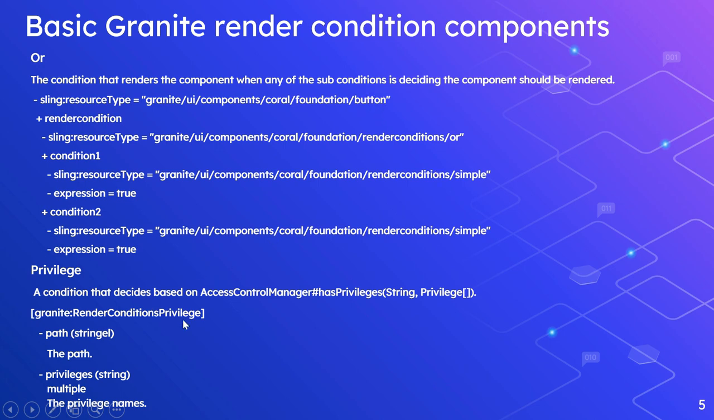Another one is privilege. It means if I have the specific privilege, the hasPrivileges method will be used to validate it, and that element will be displayed. You can specify multiple privileges, for example jcr:write, jcr:all, jcr:read, or whatever. Based on the privileges, it will be displayed. Here you can specify the path and then what kind of privileges. If this condition is met, that particular element will be displayed.